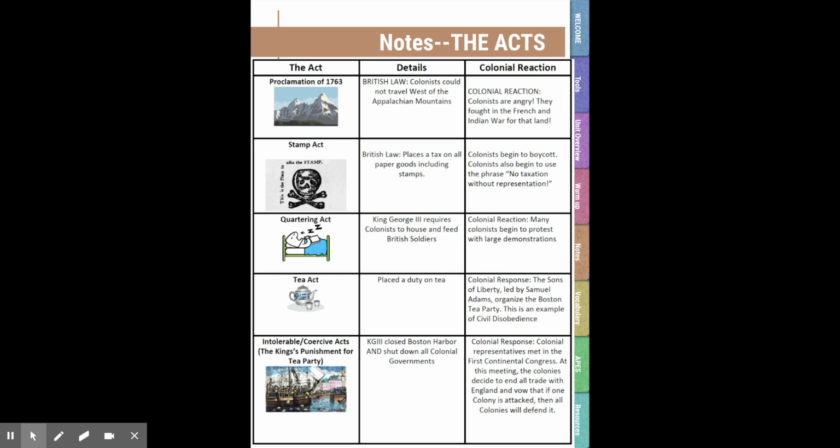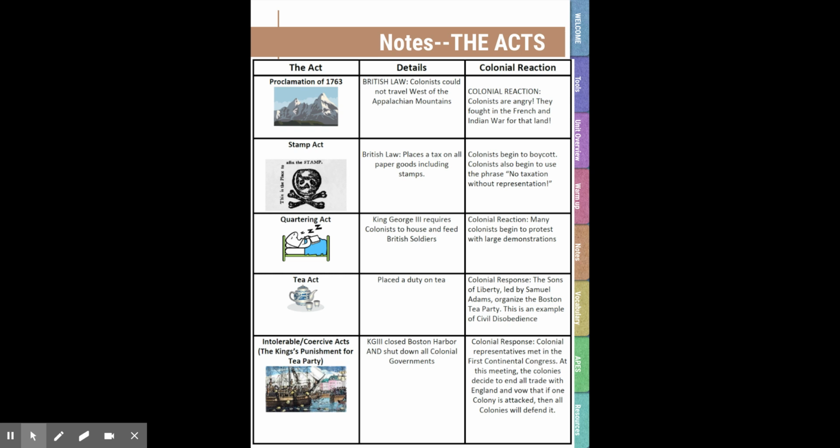The issue is not necessarily the tax itself, but that the colonists feel that they do not have representation in Parliament. Therefore, the colonists start to boycott some English goods because of the lack of representation. This is where the phrase comes from: no taxation without representation.